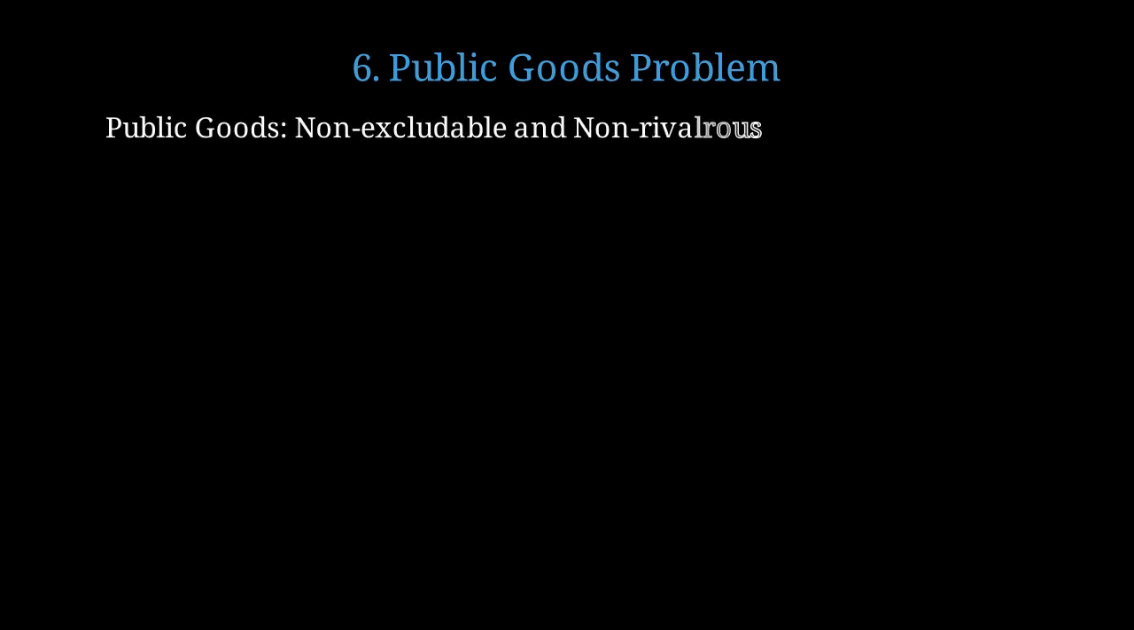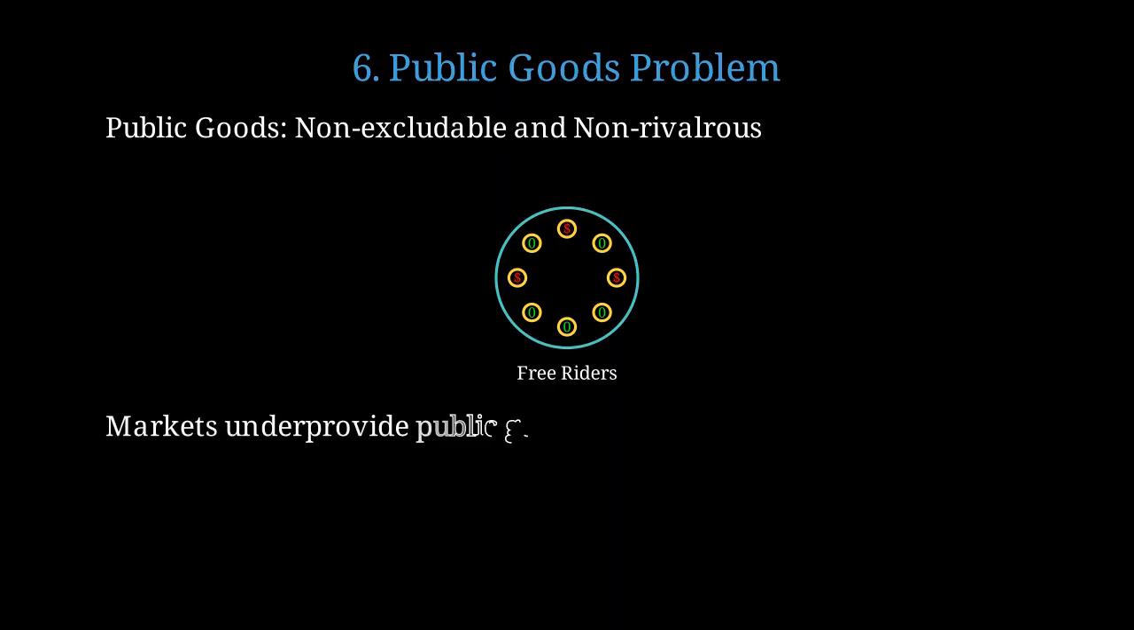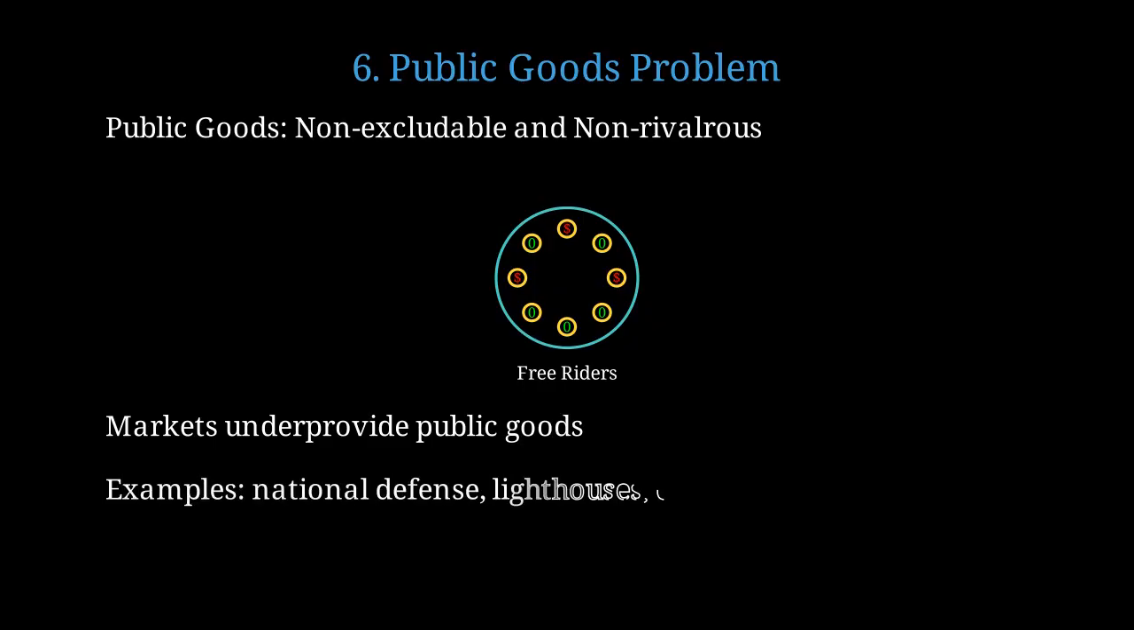Public goods create a unique challenge for markets called the free rider problem. Public goods are both non-excludable, meaning you can't prevent people from using them, and non-rivalrous, meaning one person's use doesn't reduce availability. The free rider problem occurs when people benefit from a public good without paying, because they can't be excluded. This leads to underprovision. Because of free riders, private markets tend to underprovide public goods, requiring government intervention. Classic examples of public goods include national defense, lighthouses, and clean air that everyone benefits from.